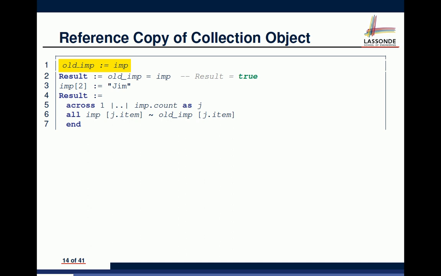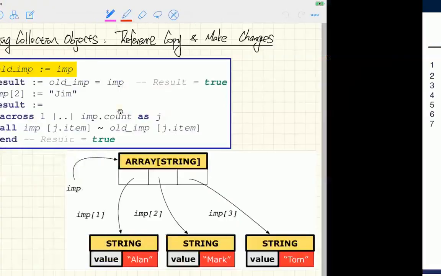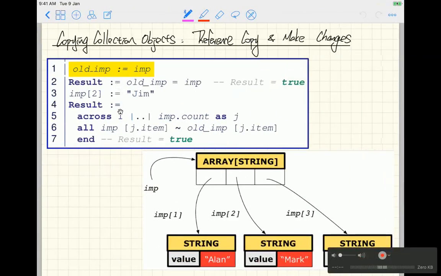Okay? Well, let's see. Basically, we are trying to make some change to the new imp. We want to see if that will affect the old imp. Okay? The result is true. Okay? Let's see exactly how that happens. That's the same block of code. So now let's see over here.